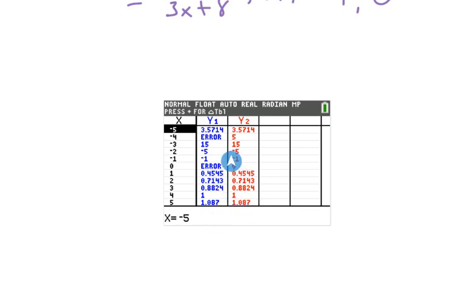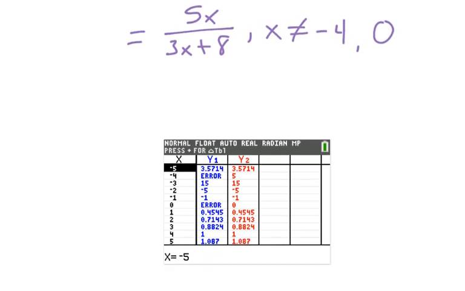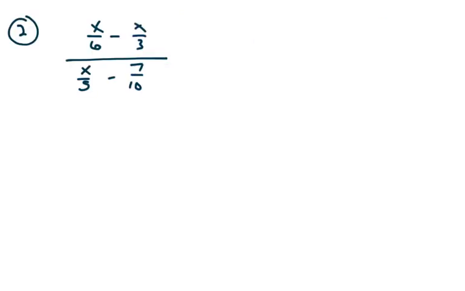And you can see there are two values of x, -4 and 0, that do not work for the first one, but do work for the second one. So we do need to list both of those. We do need to list -4 and 0. All right, let's try another one here.